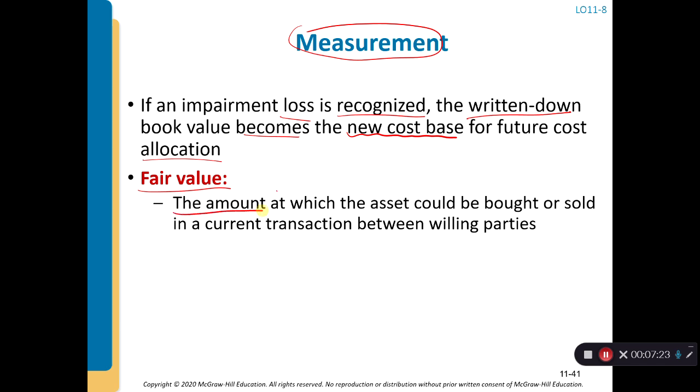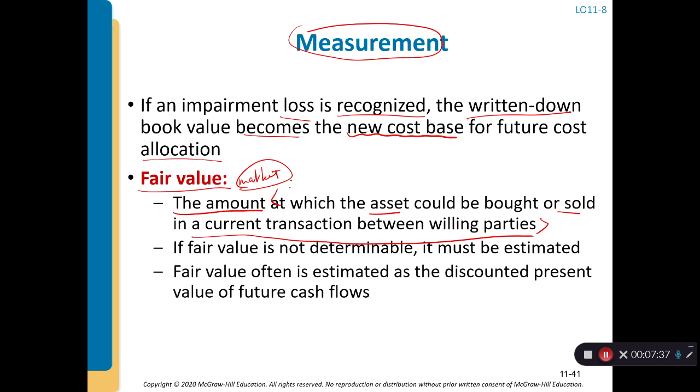And what is the fair value? Fair value is the amount at which the asset could be bought or sold in a current transaction between willing parties. In other words, it's how markets think about this asset right now, okay? However, if a fair market value is not determinable, because not everything has a price, for example the kettle you've used for many years sitting on your stove, it cannot be sold as new and how much would you charge for it? In that case, you must estimate it. Hence, the fair value is often estimated as the discounted present value of future cash flow.